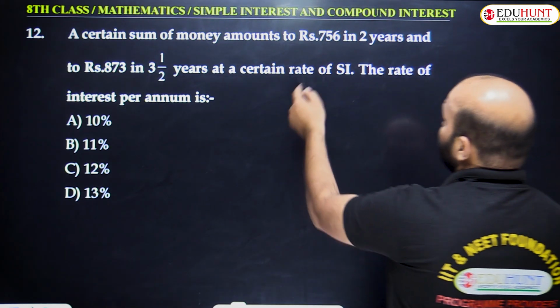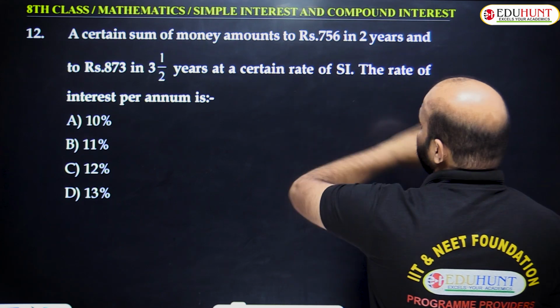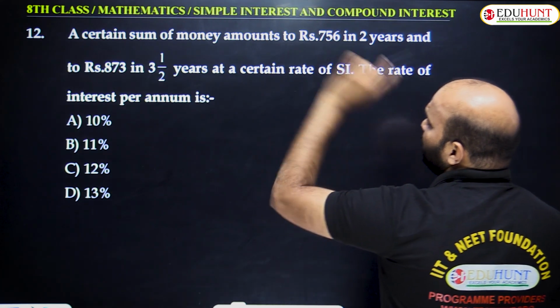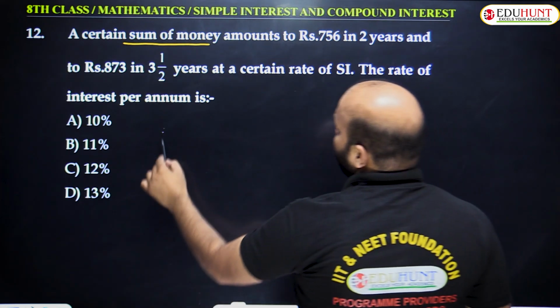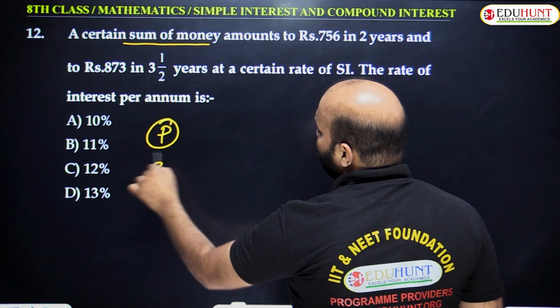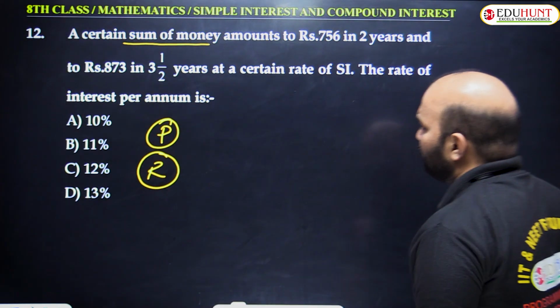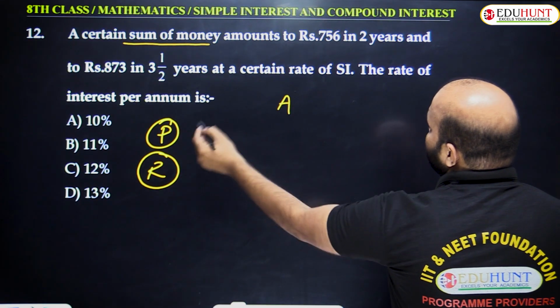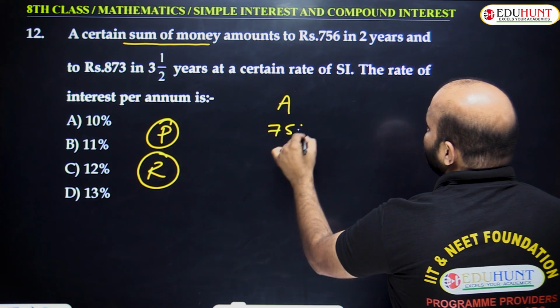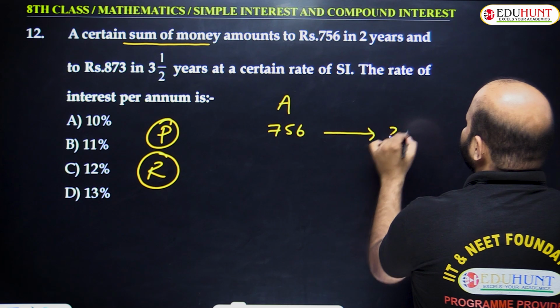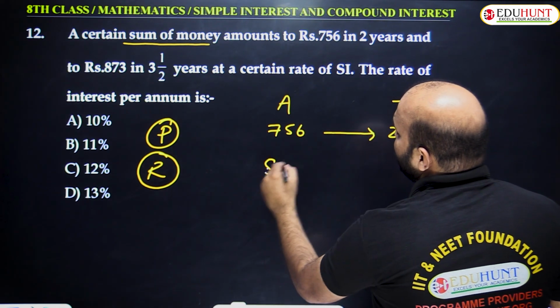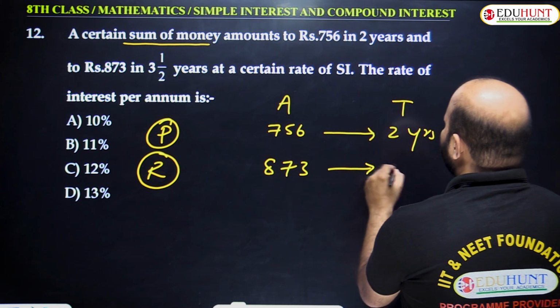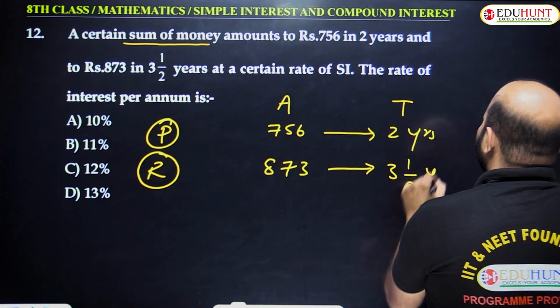So here also two types of amounts are given, the 2 years amount and the 3.5 years amount. But before that, here the certain sum of money and the rate of interest you don't know. So here two unknown values, P and R. You don't know these two values, but you know the amounts: a certain sum of money becomes 756 rupees in how many years? 2 years. This is the time. And the same principal becomes 873 rupees in how many years? 3.5 years. So the amounts difference is called interest.